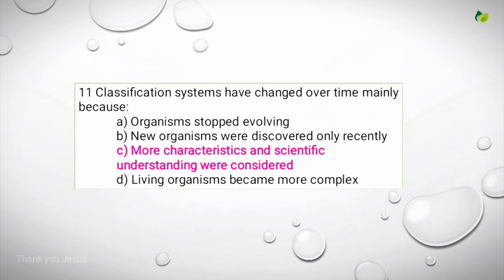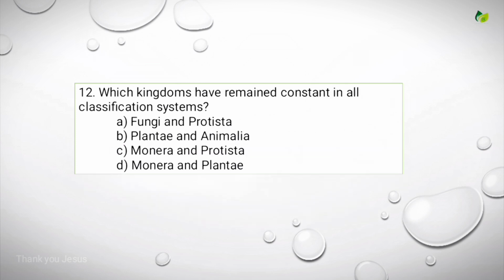Let's see the next question. Which kingdoms have remained constant in all classification systems? The options are fungi and protista, Plantae and Animalia, Monera and protista, Monera and Plantae. The correct answer is Plantae and Animalia. Even though the classification systems gradually improved over time, the plant and animal kingdoms were still important. They should be there in the classification. You have to understand this, students. Okay, let's see the next question.